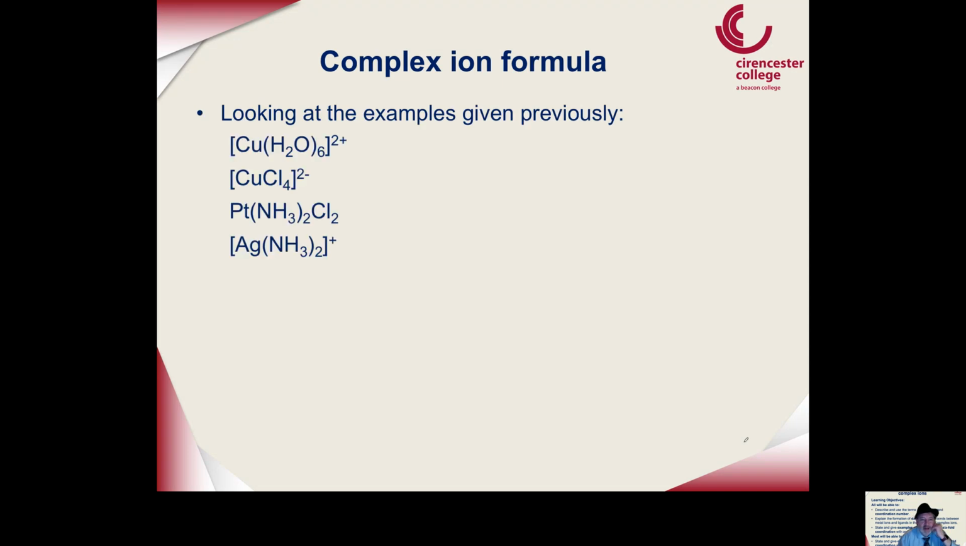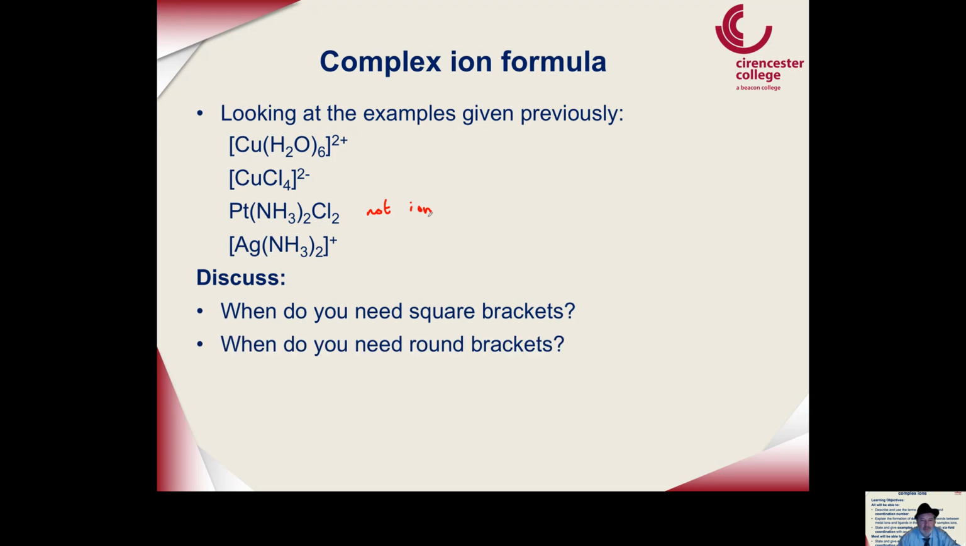So complex ions, we have got these ones. When do you need square brackets? You need square brackets when you've got an ion. The platinum complex does not have an ion, so this one has no brackets, because it's not an ion, it's just a platinum atom. When do you need round brackets? When we've got multiple versions of a polyatomic species. NH3 is a polyatomic species, chloride is not, so we don't need round brackets there.